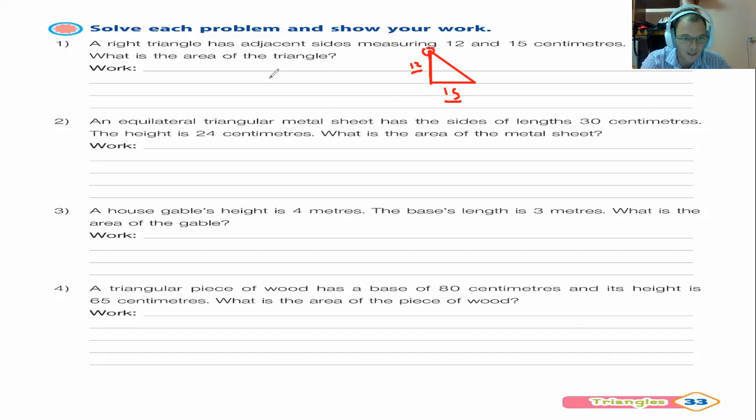Remember how we calculate the area? It's going to be a half times 12 times 15. So what is 6 times 15? 6 times 5 is 30, plus 60 equals 90. The area of the triangle is 90 square centimeters.